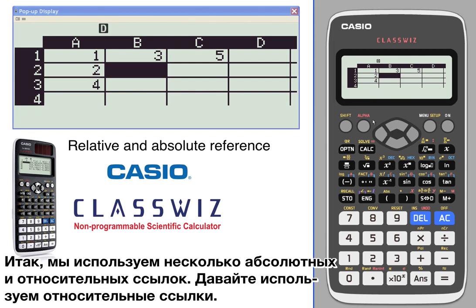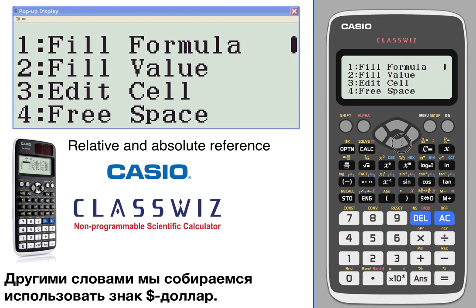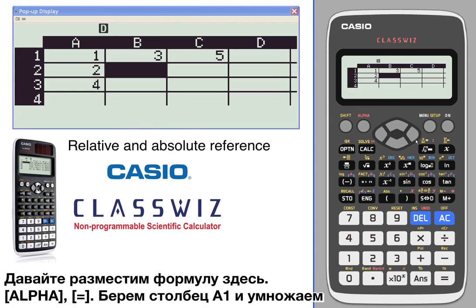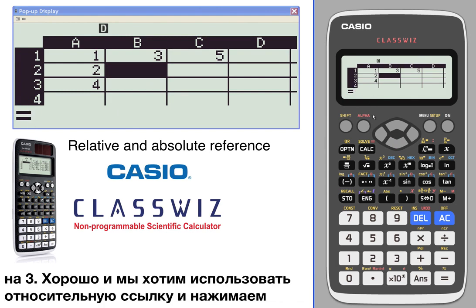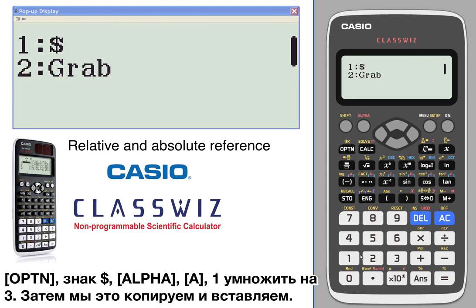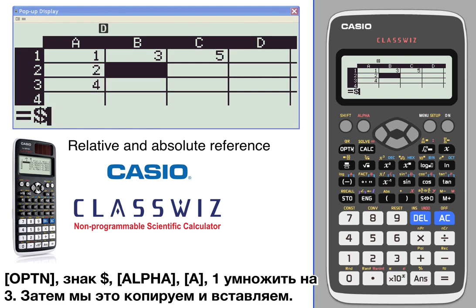So let's use some relative references. In other words, we're going to be using the $ symbol. So let's put in a formula here. Alpha equals, we're going to take the column A1 and we're going to multiply by 3. All right, so we're going to go with relative. So we're going to say option $ alpha A1 times 3.